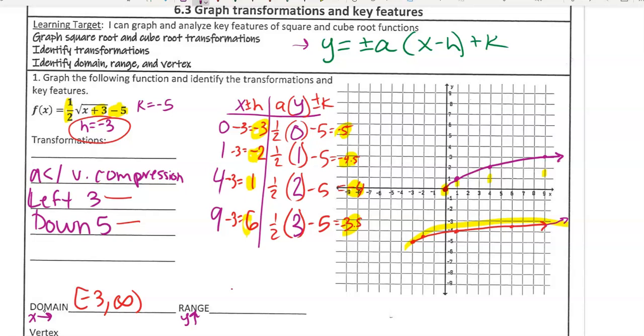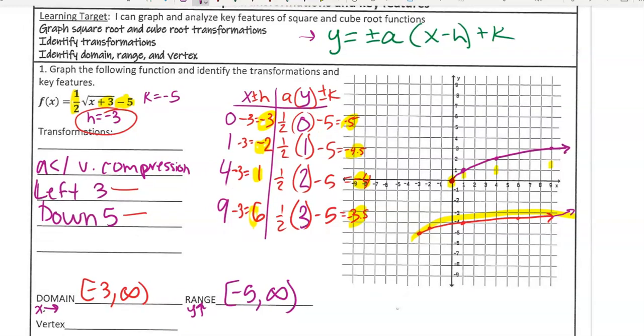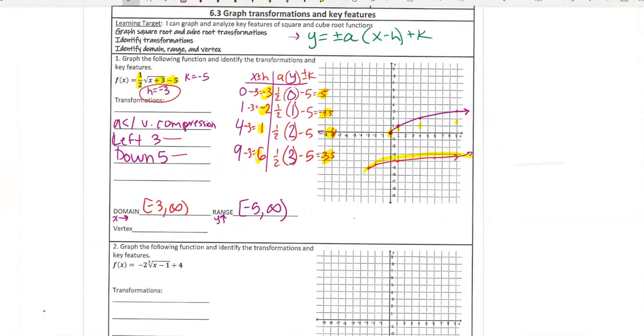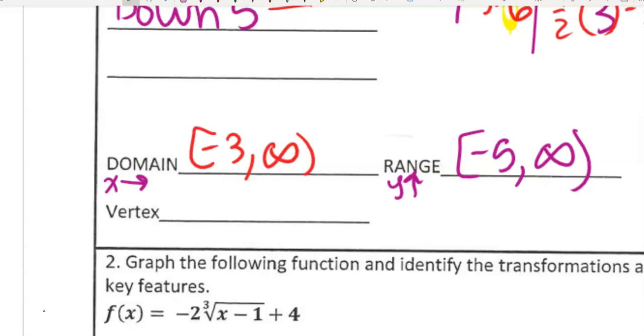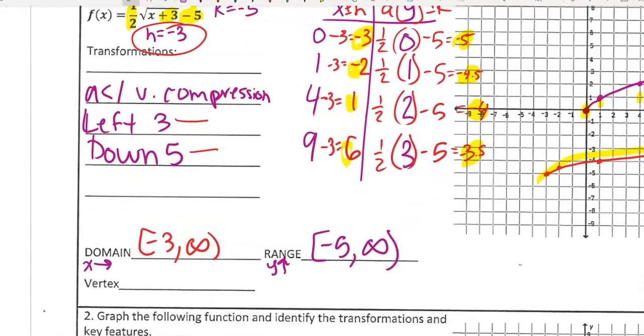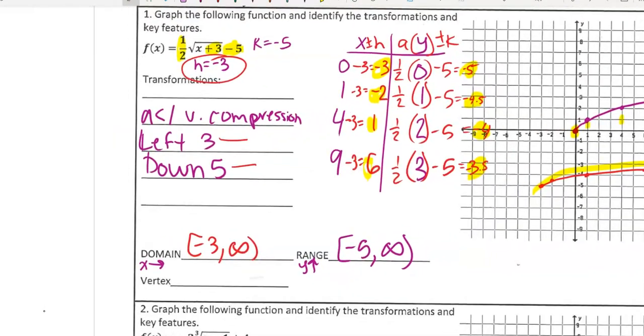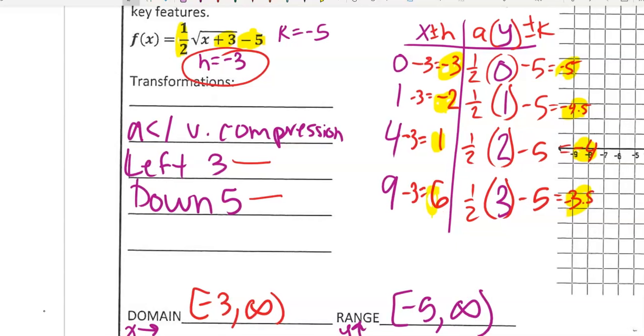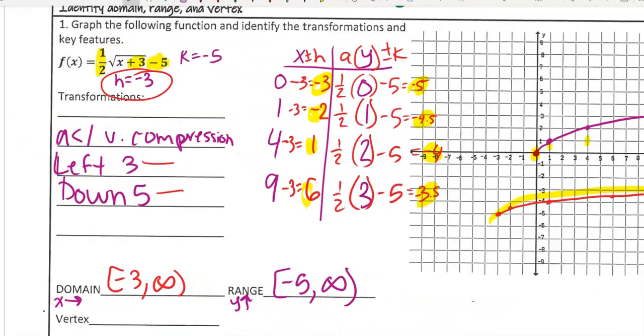So we have -5 to infinity. Now the vertex, remember, we don't even have to look at the graph to remember what our vertex is. Look, I'm not looking at the graph at all. Okay, I am looking at the graph, but let's pretend I'm not, and I can't see the vertex right there.